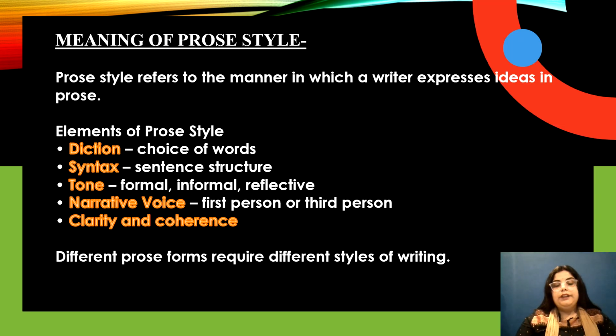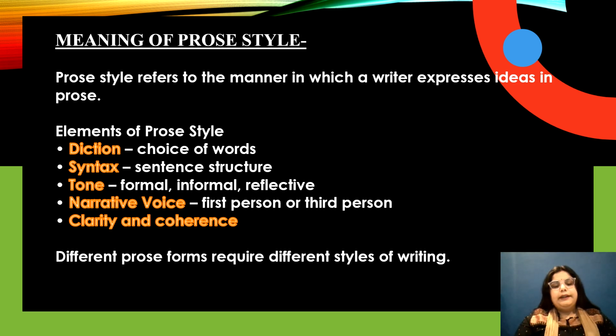So now, before moving to the types of prose, it is very important to know what is prose style. There are some essential elements of prose style. Prose style refers to the manner in which a writer expresses ideas in prose. If we talk about the elements, first we'll see diction. What is diction? Diction is the choice of words and phrases in speech and in writing. The choice of words is a very important element of prose style.